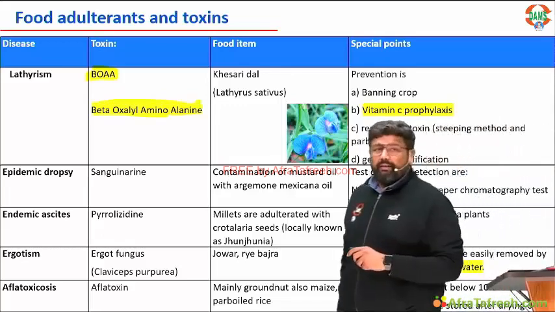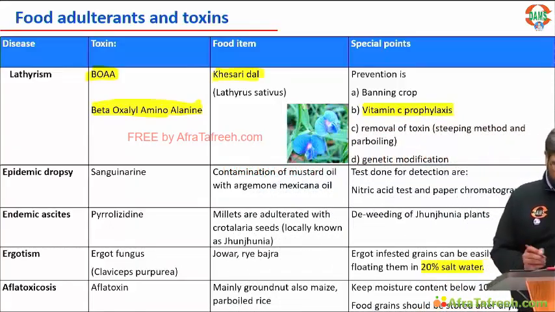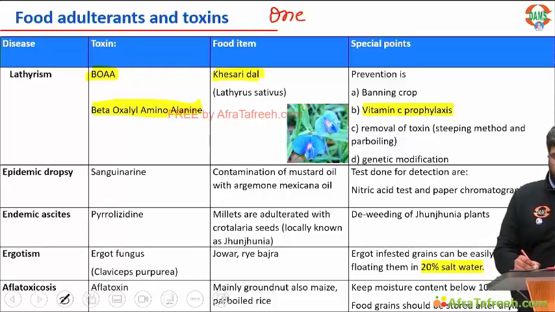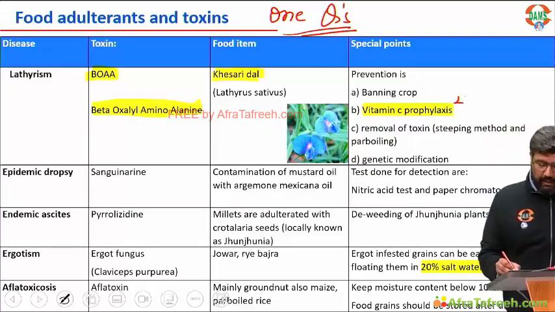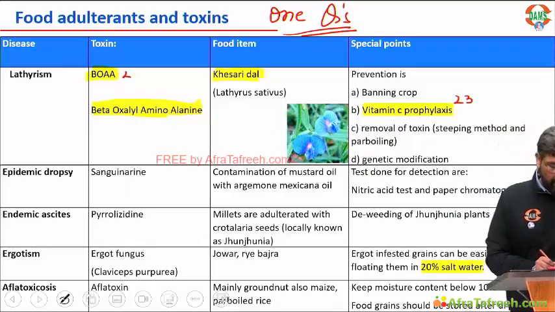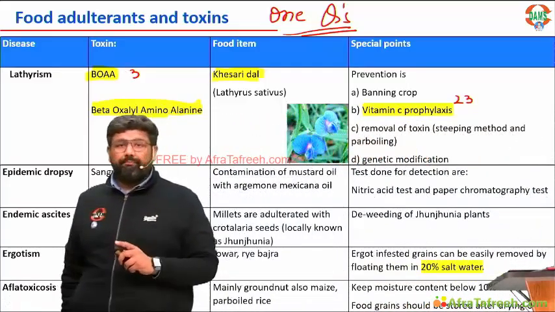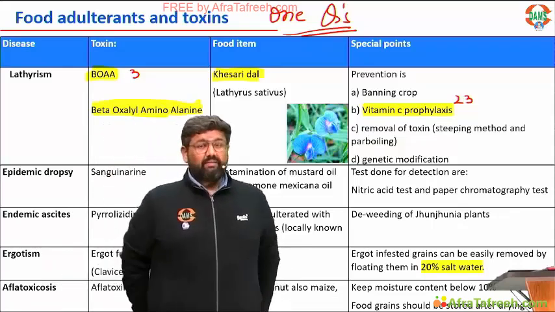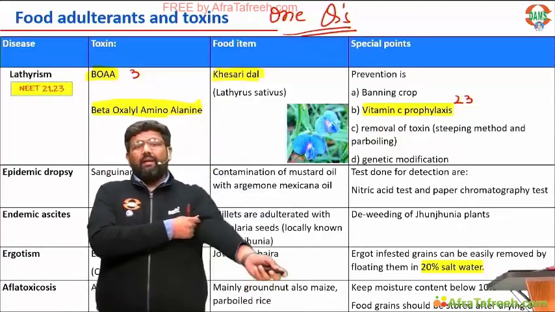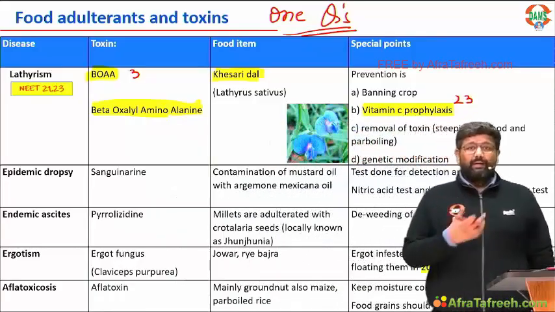Okay. Lathyrism happens because of consuming khesari dal. Guys, for your NEET exam, every year one question from this slide is mandatory. In NEET 2023, this was asked and this was asked. From one table, two questions. Lathyrism happens when khesari dal is consumed. Khesari dal contains BOAA. The toxin is BOAA.